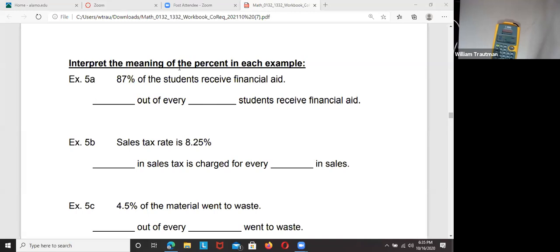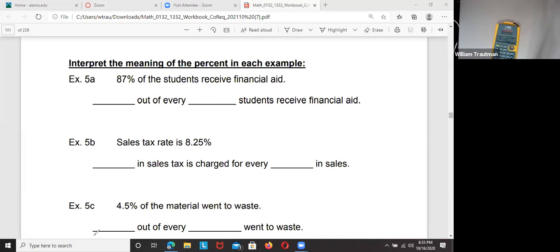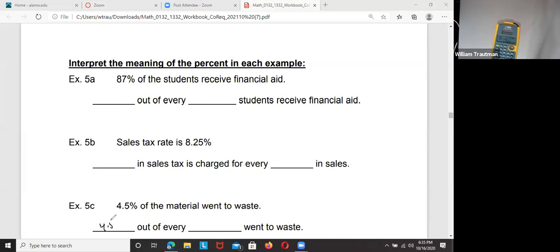4.5% of material went to waste. That means 4.5 out of every 100, 4.5 out of every 100 went to waste. Percent means this number out of 100.